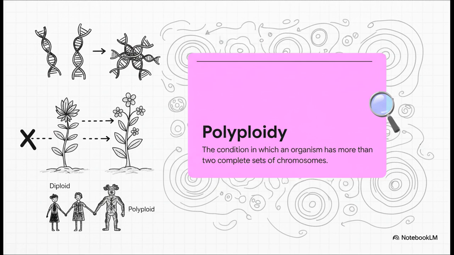Next up, we've got a huge genetic game changer called polyploidy. Okay, so most animals, us included, are diploid, meaning we have two sets of chromosomes. Polyploidy is when an organism, through a fluke, ends up with more than two sets. This is a massive mutation that can literally create a new species in a single generation because it's instantly reproductively isolated. It's super common in the plant world.